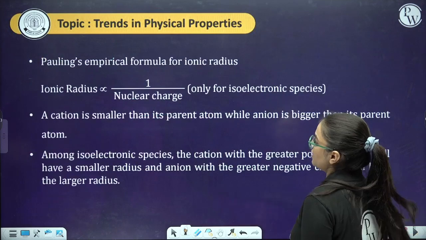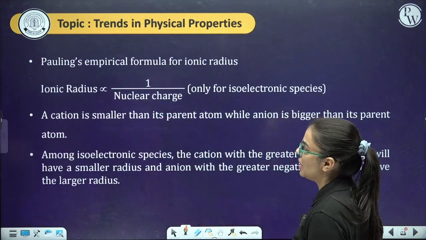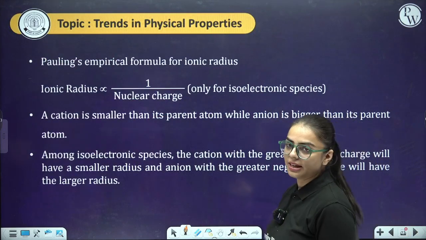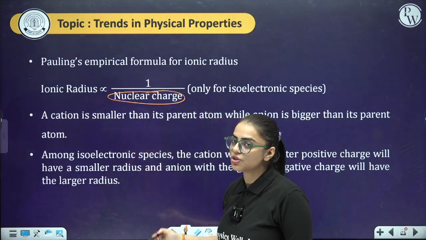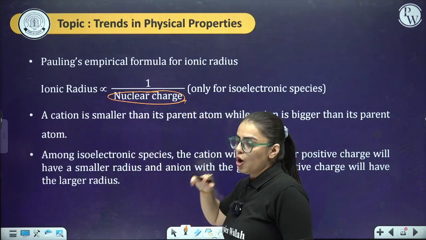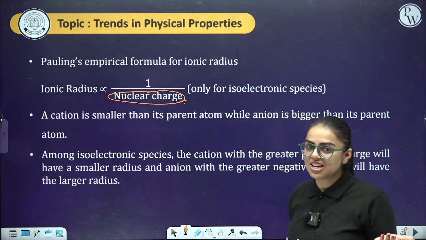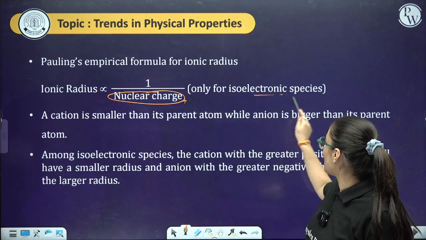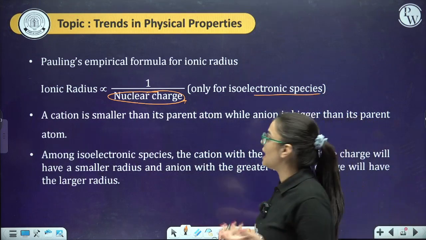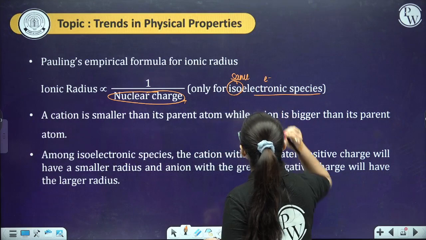Yes? Now students, let us understand this also as well about ionic radii. See, Pauling's empirical formula for ionic radii is that ionic radii is inversely proportional to nuclear charge. What is nuclear charge? Which depends upon the protons, right? Or the charge exhibited by nucleus on the outermost shell electrons. So if nuclear charge is increasing, ionic radii will decrease. Now this is only for isoelectronic species. What is isoelectronic species? Iso refers to same, electronic refers to when there are same electrons.